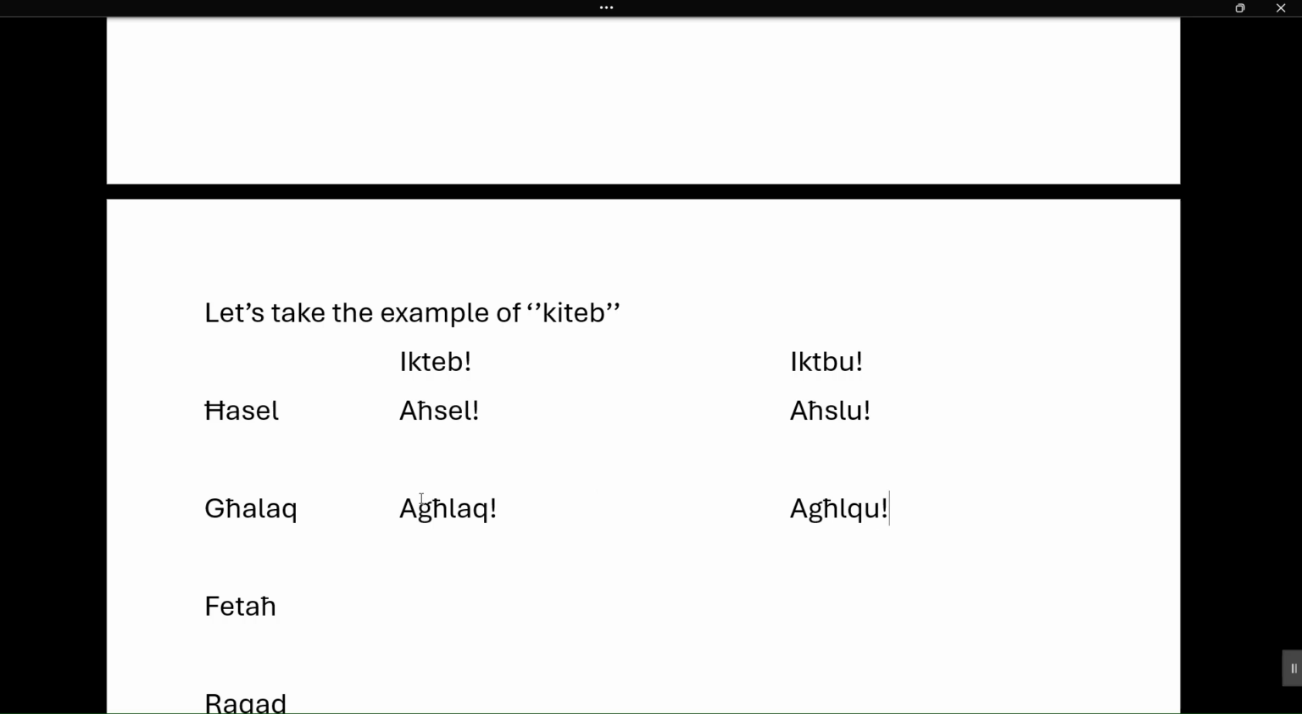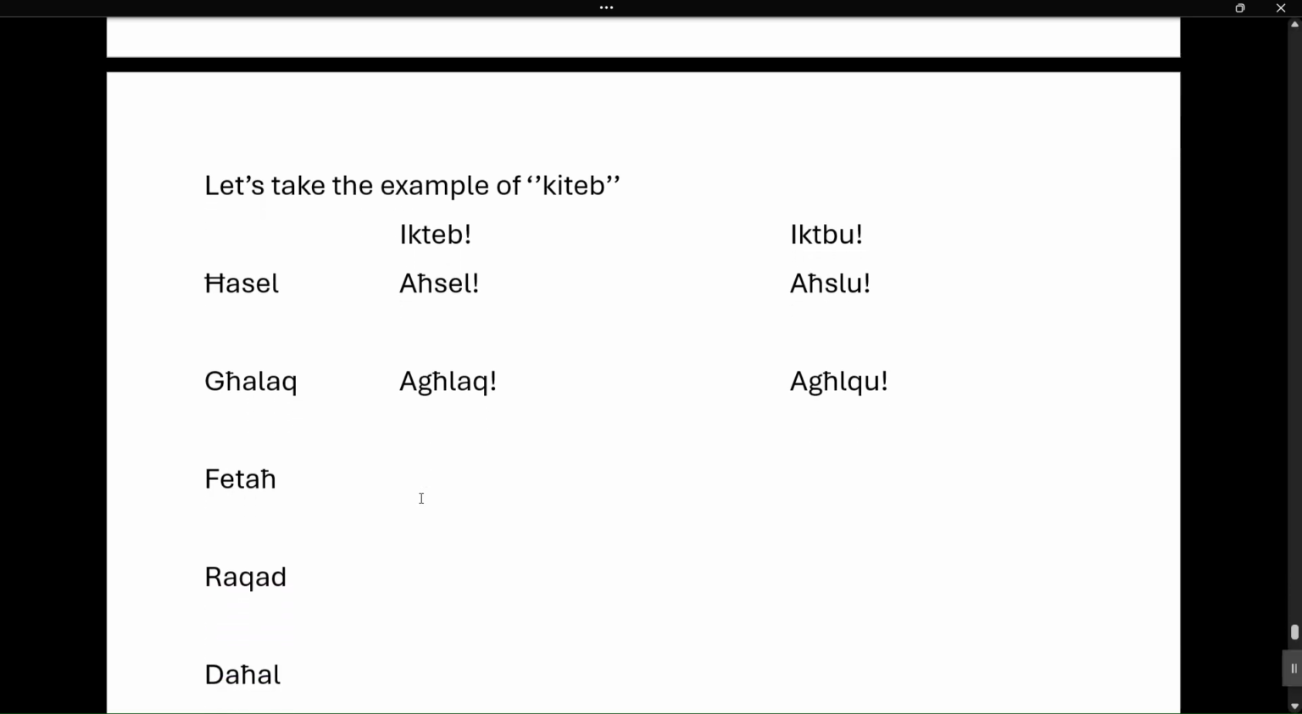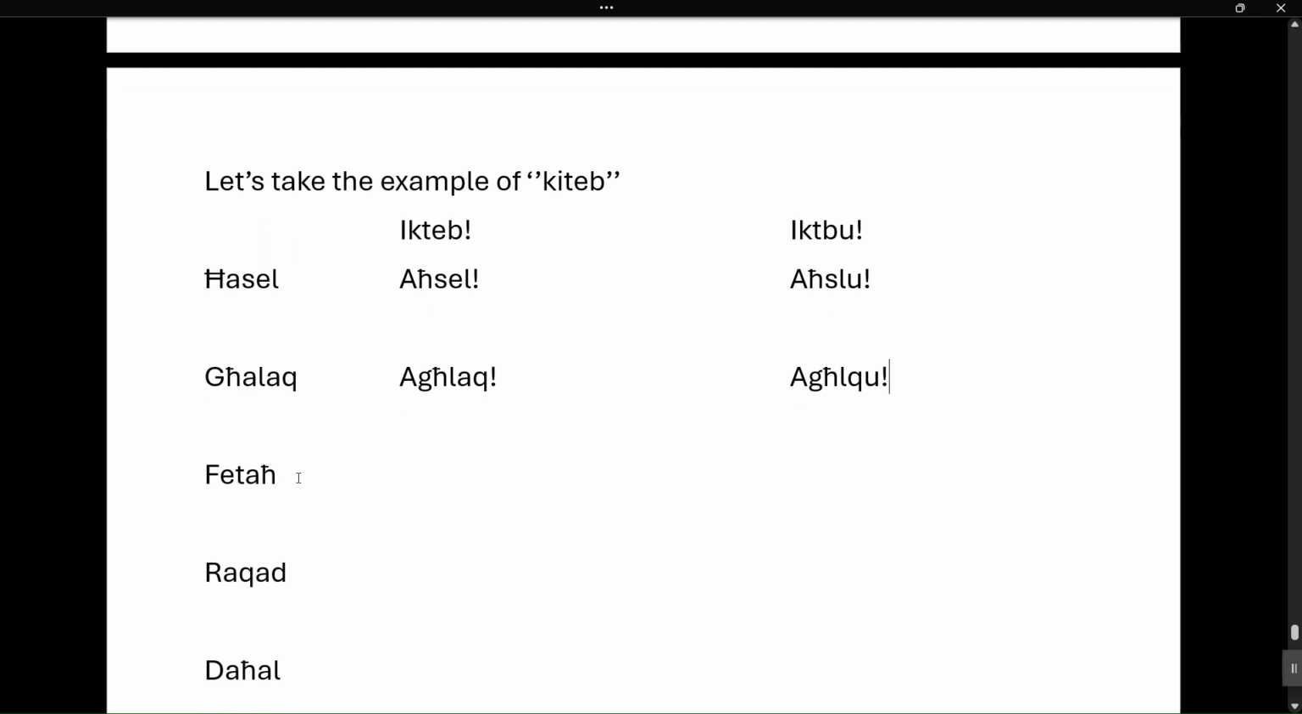Notice I'm putting the exclamation mark just to make it obvious that this is a command. The exclamation mark is not part of the grammar or the spelling. By no means. But I'm just doing it so we can visually identify the imperative. But let's look at the next three now. Fetaħ, raqat, and daħal. Look how I'm going to form the imperative here.